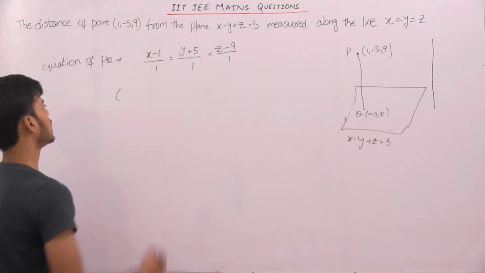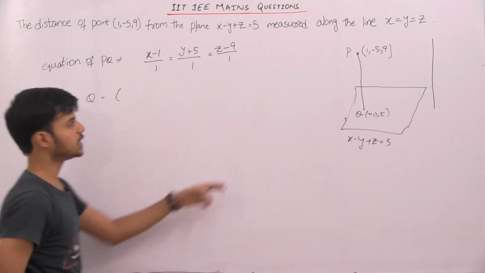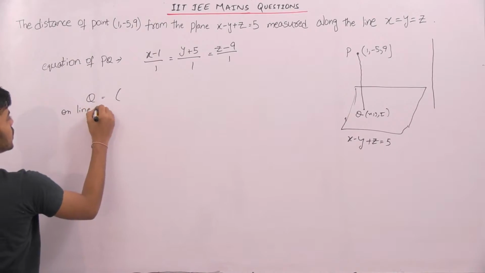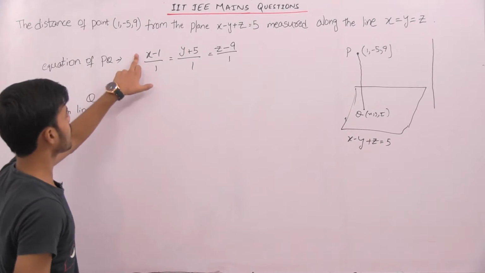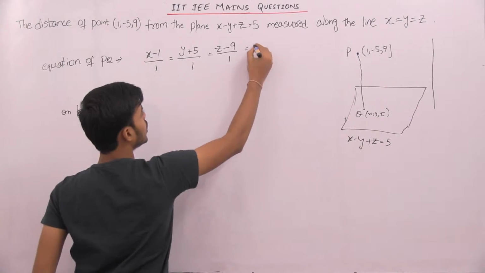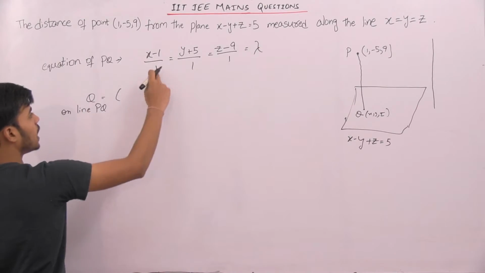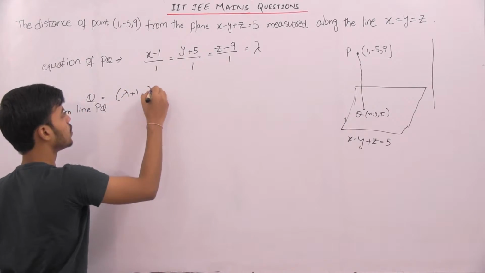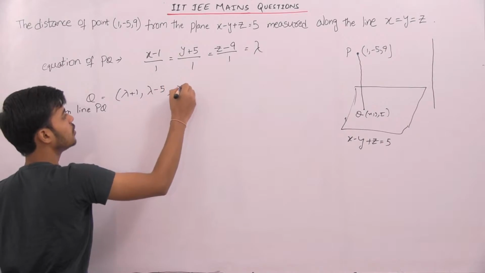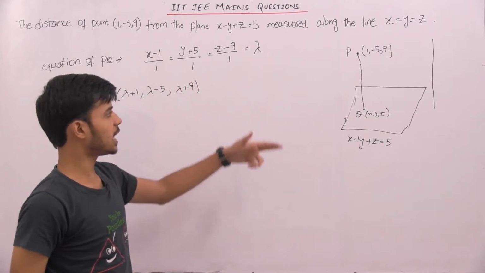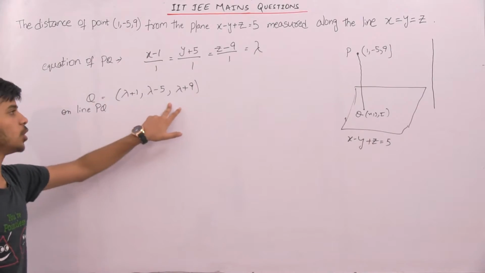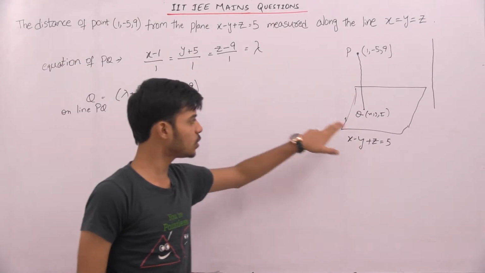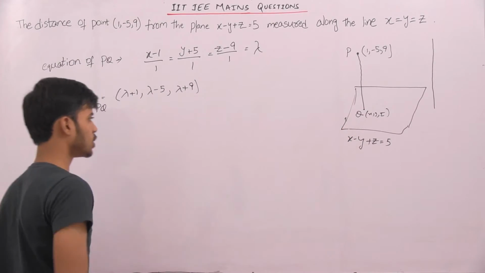So the point Q which is on this line PQ can be written in the form x is equal to, let's assume some lambda, lambda plus 1. In the same way, lambda minus 5, lambda plus 9. So all the points on the line PQ can be imagined to be of this form. Let's think it's point Q. If it is point Q, then it has to lie on this plane, so it should satisfy the equation of the plane.